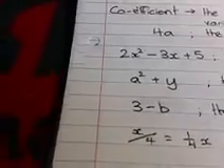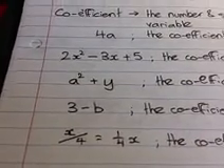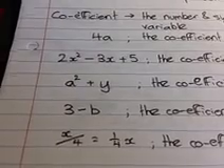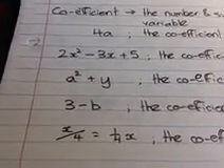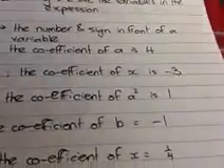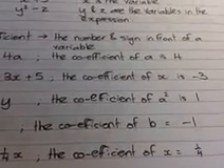And then x over 4, the coefficient of x. X over 4, you may think 1 is the coefficient, but no. X over 4 can be rewritten as a quarter times x, or quarter x, and therefore the coefficient is a quarter. So coefficients can be fractions as well.